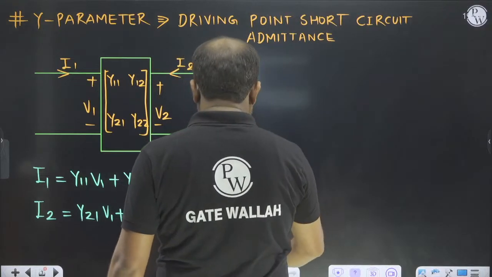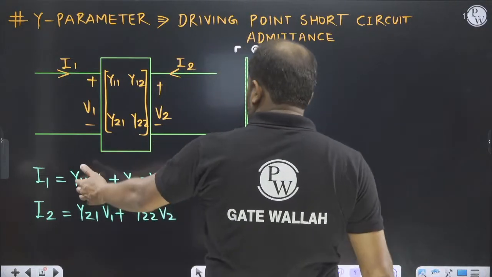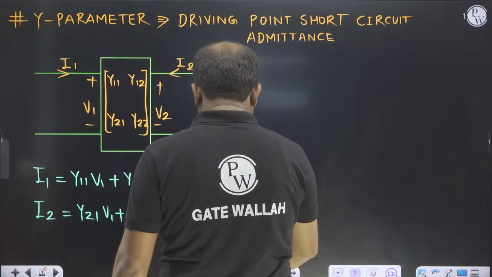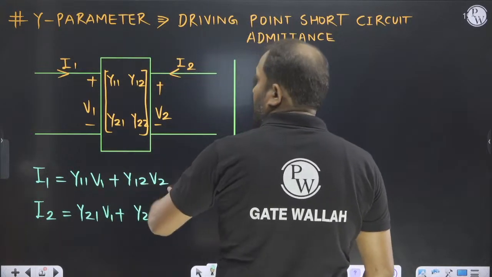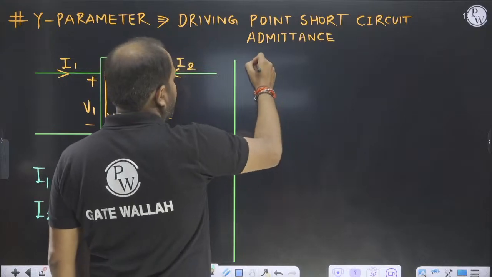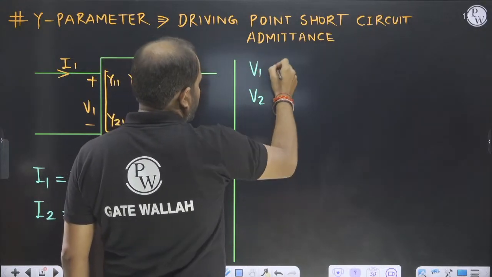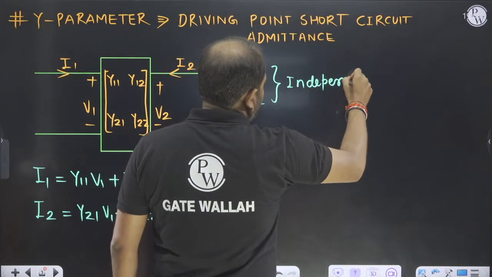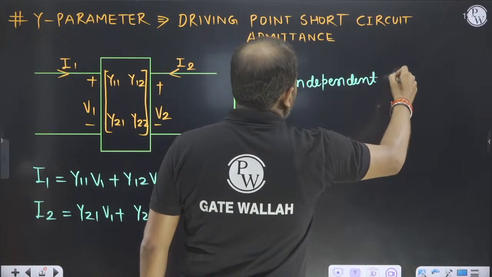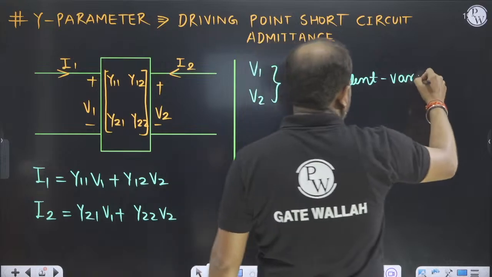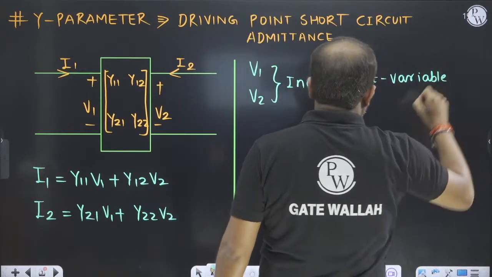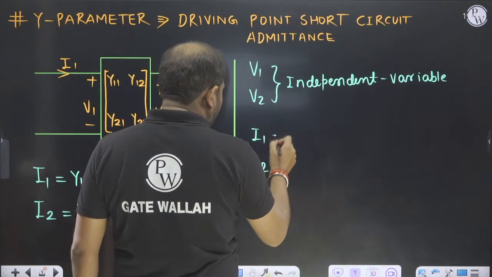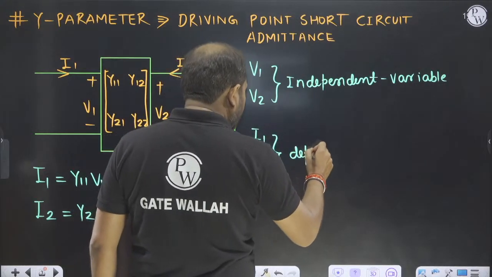Here we have to understand that I1 and I2 are dependent variables and V1 and V2 are independent variables. But in case of Z parameter, V1 and V2 are dependent variables and I1 and I2 are independent variables. In case of Y parameter, V1 and V2 are independent variables and I1 and I2 are dependent variables.